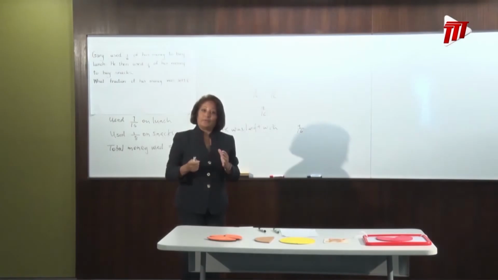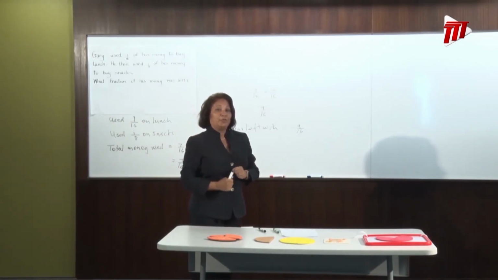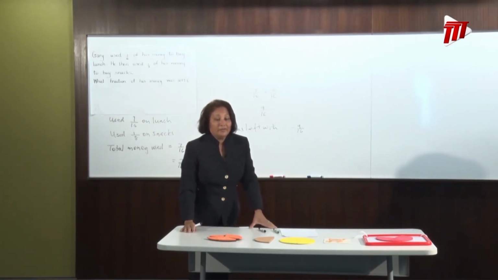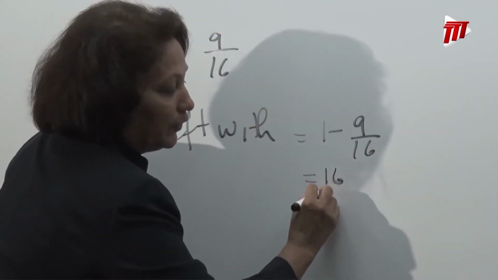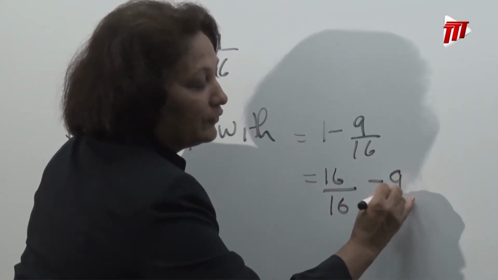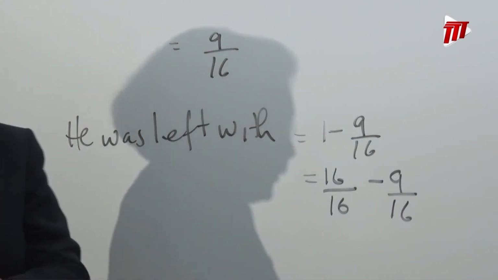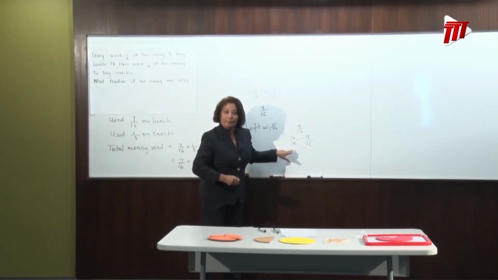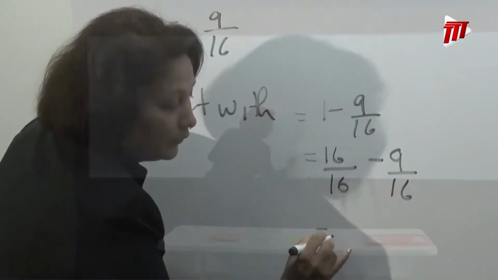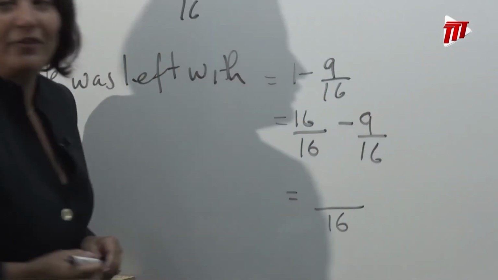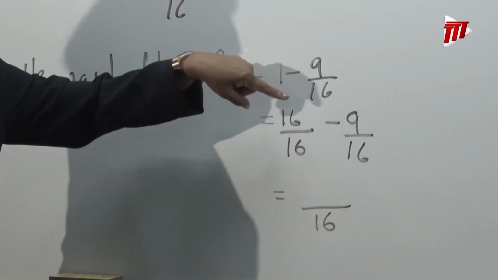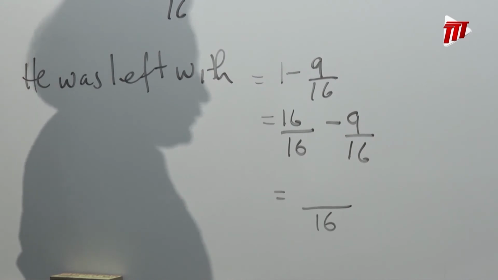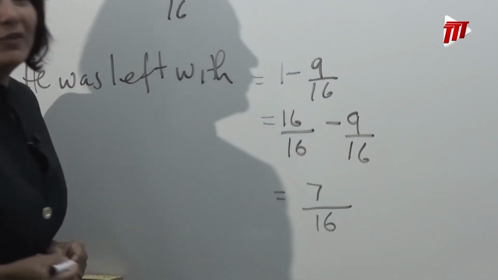Right? Remember, we did questions like that, where your 1 could be written as a certain number of 16ths. How many 16ths would make a whole? Very well. So I would have 16/16 minus 9/16. The denominators are the same, which is what we want. So your answer would be some number of 16ths. So your numerator, therefore, would be the difference between these two. 16 minus 9 would give me 7/16.